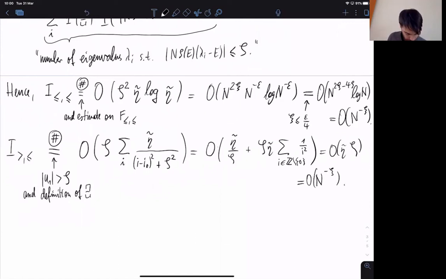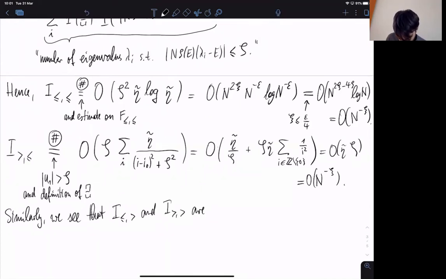And yeah, just to conclude, the other terms are exactly the same. We see that I smaller or equal and I bigger are sufficiently small, and that completes the proof.